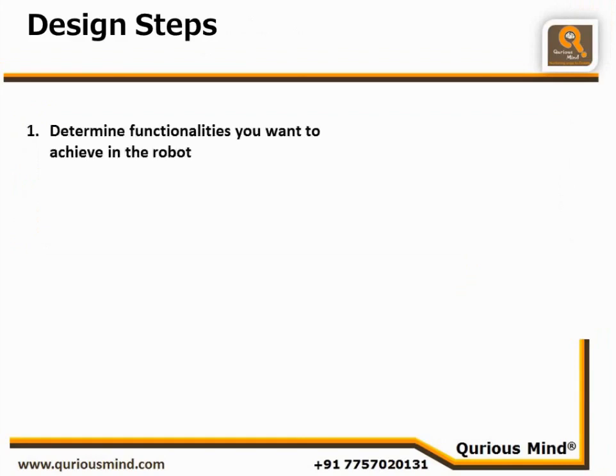So first design step is determine functionalities we want to achieve in our robot. Now in this robot what we want to achieve is we want seats attached at the end of fast rotating bars on a stable base. We want merry-go-round to rotate fast and we want a stable base, and the seats are to be attached at the end of the bars.